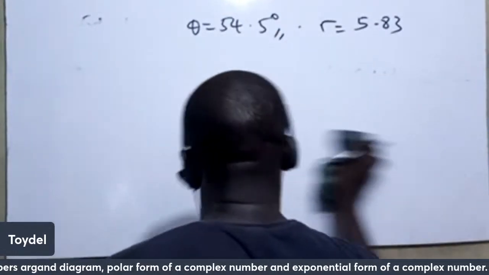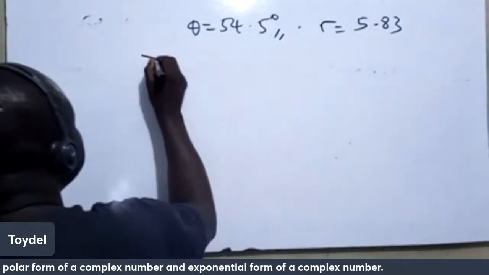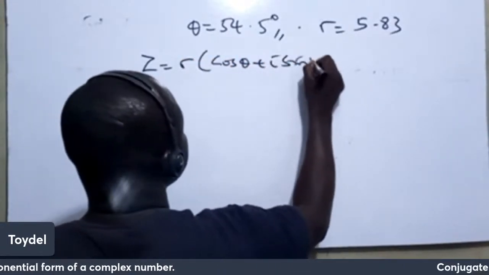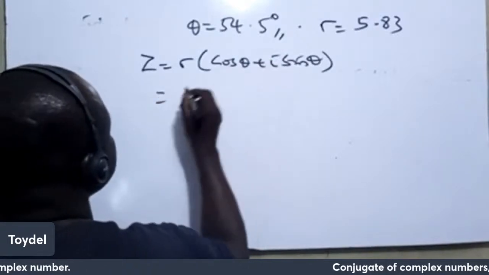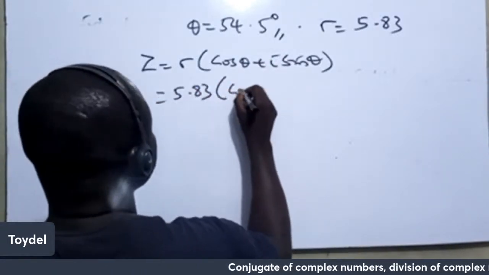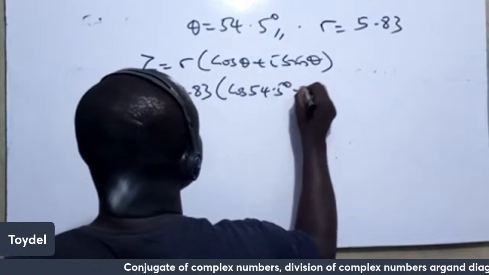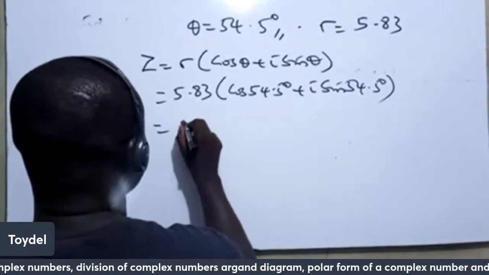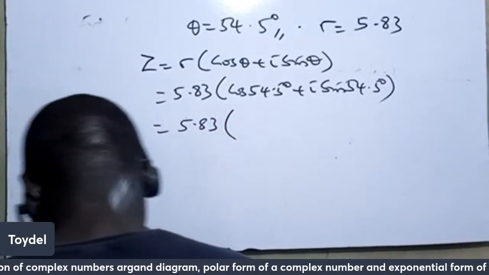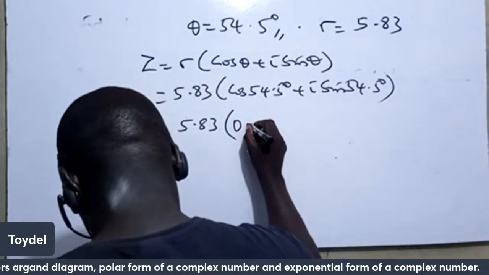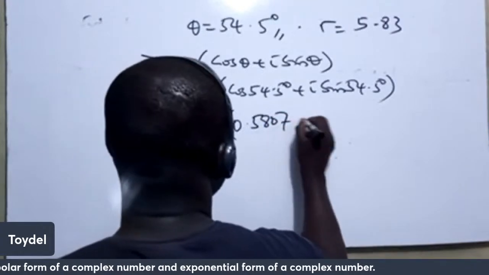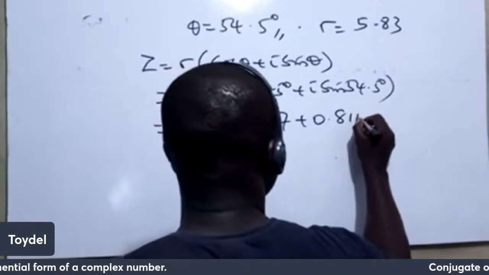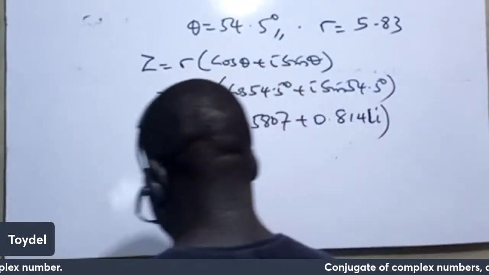We have to express the standard form in polar and exponential. So the polar form z by formula is given as r into bracket cos theta plus i sin theta. We have done this in the last class. Then r, which is 5.83, into bracket cos 54.5 degrees plus i sin 54.5 degrees. So here I'm going to have 5.83 into bracket cos 54.5, which is going to give us 0.5807, plus sin 54.5 will give us 0.8141i. That's what we are going to get.